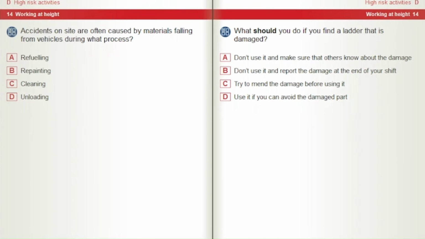What should you do if you find a ladder that is damaged? Don't use it and make sure that others know about the damage. Don't use it and report the damage at the end of your shift. Try to mend the damage before using it. Use it if you can avoid the damaged part.